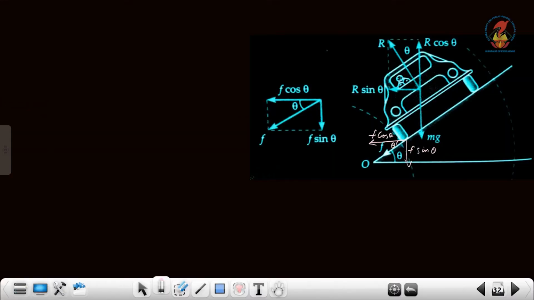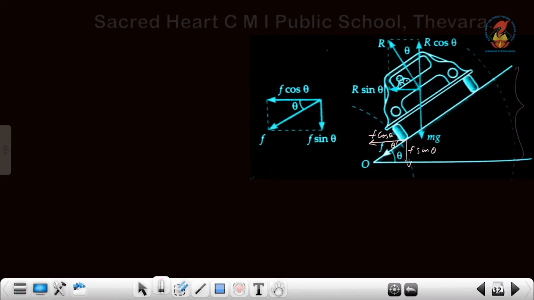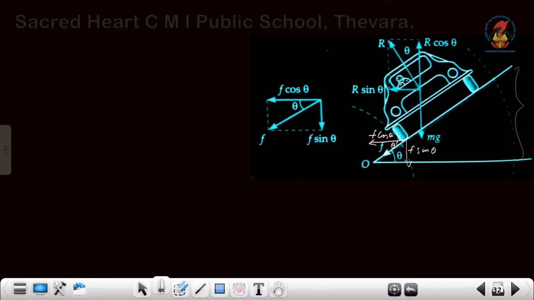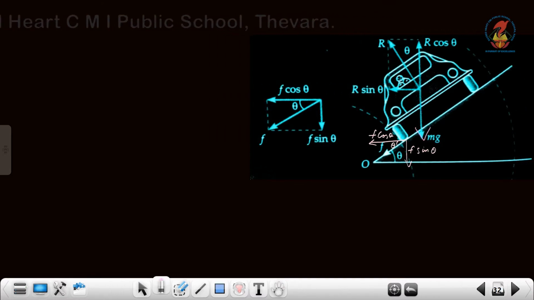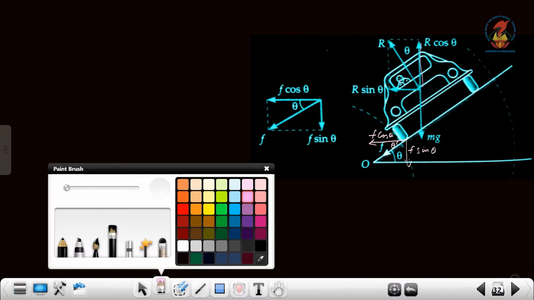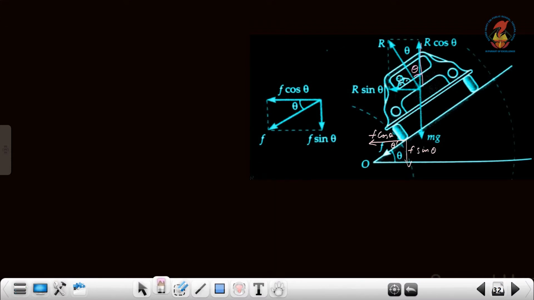Now this is the diagram which represents the banking of a curved road for a car. So this is our curved road, and compared to the inner edge, the outer edge is slightly elevated. So this is a banked road, and a car having weight mg is traveling through the road, and the weight of the car is acting vertically downwards. Since the road is inclined, the normal reaction R is making an angle theta with the normal.